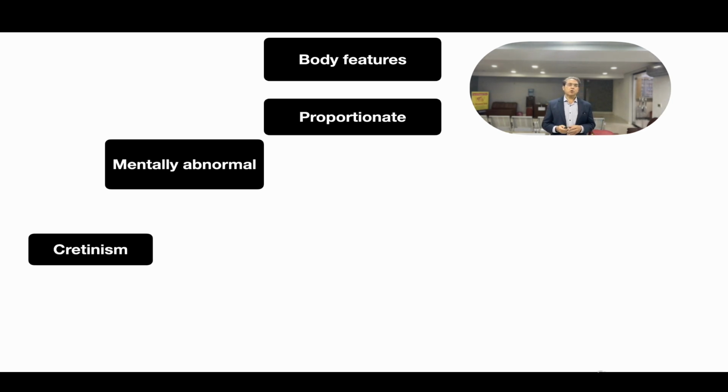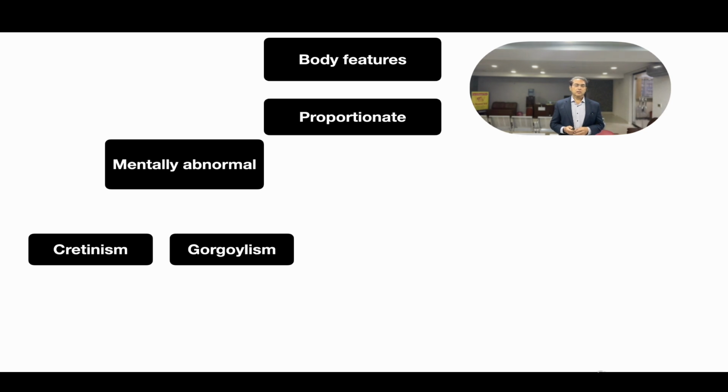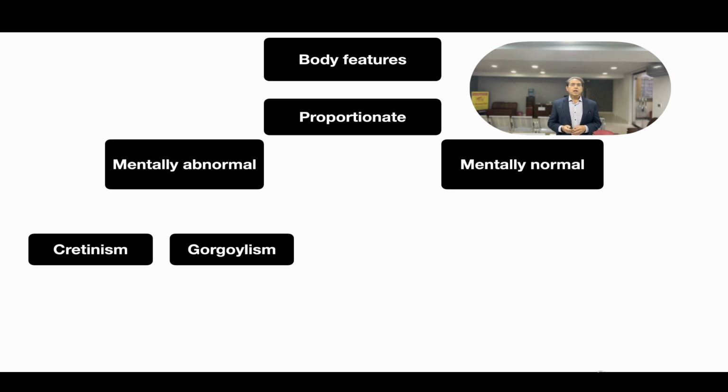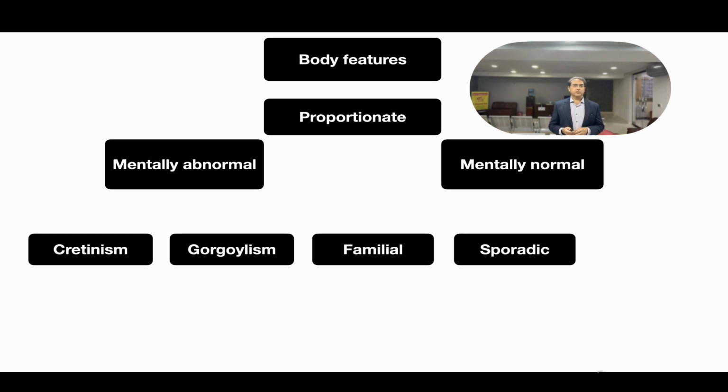If they are mentally abnormal, this may be cretinism or gargoylism, that is mucopolysaccharidosis. The patient either has congenital hypothyroidism or has gargoylism, mucopolysaccharidosis. And if the patient has normal mental development, this patient may be a familial dwarf, a sporadic dwarf, or a hypopituitary dwarf. So this is how we evaluate a patient who presents with short stature.